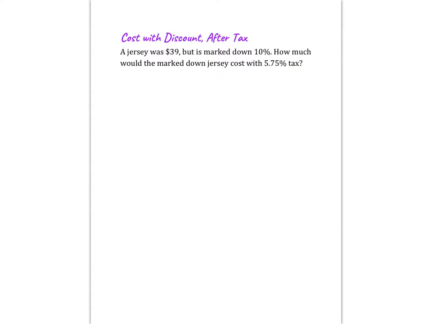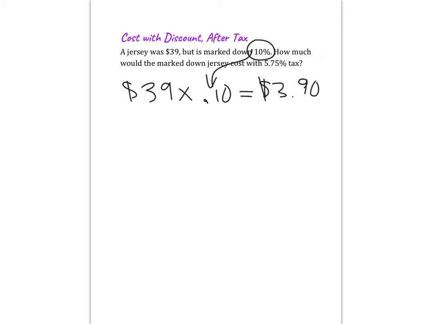Okay, so to find the cost of a jersey after it's marked down 10%, what you need to do is find the amount of discount first. So we're going to take our cost, which was $39 for the jersey, multiply it by 10% written as a decimal. And when you do that, you're going to get $3.90.